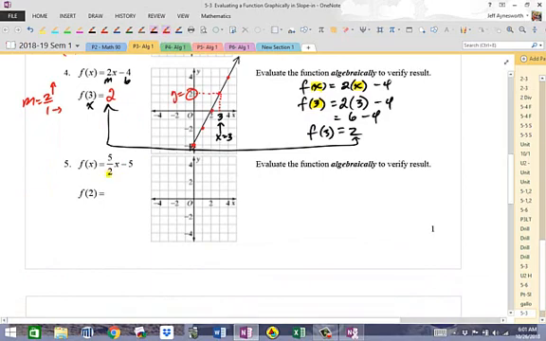Okay, so the slope here is 5/2 and the y-intercept is -5. So you start at -5 on the y-axis. You go up 5, right 2, up 5, right 2, and plot your line.